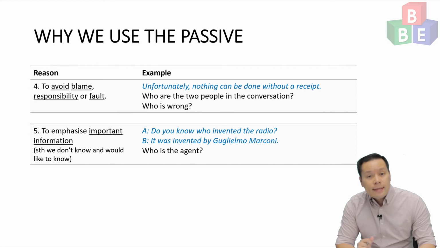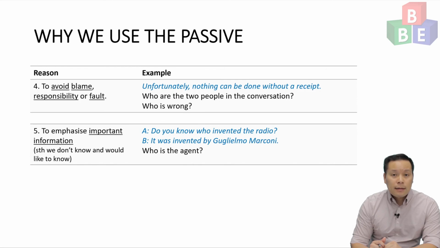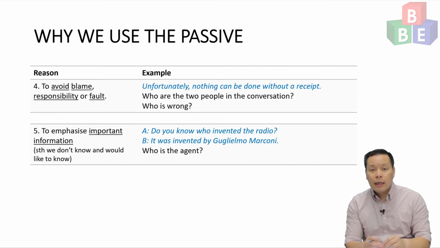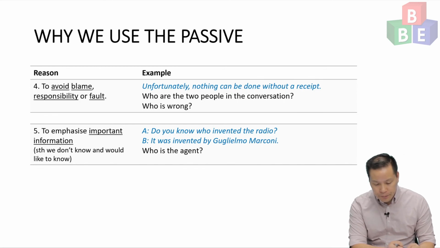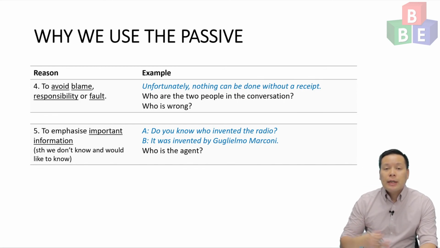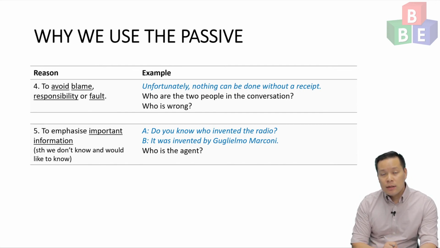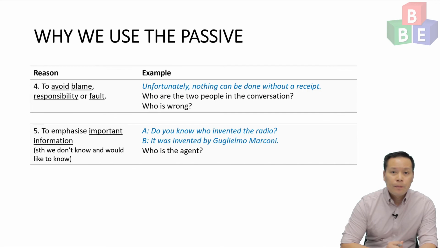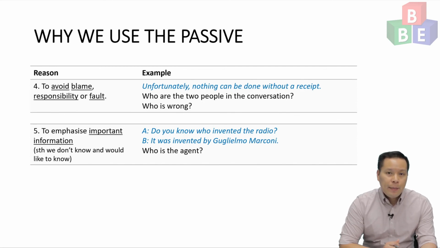In this case here, who is the agent? The agent here is actually visible in the sentence. It is specified by the "by" phrase, and Guglielmo Marconi, an Italian inventor, is the guy who invented the radio. In this case here, we are actually going to mention the agent because the agent is important, and it's important because we don't know who it is, but we would like to know. So this is important when we are teaching people information or when someone is asking a question to find out information.